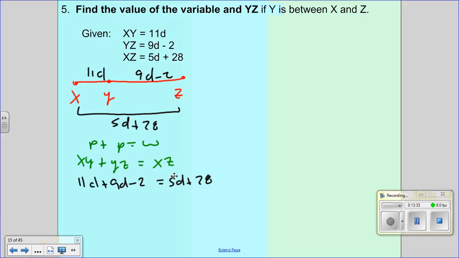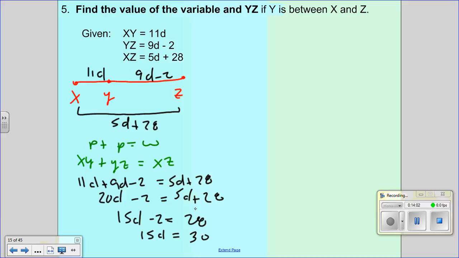So combine our like terms, 11D and 9D give you 20D. Subtract 5D from both sides would give you 15D minus 2 equals 28. Add 2 to each side would give you 15D is equal to 30. Divide each side by 15, and it would give you D is equal to 2.